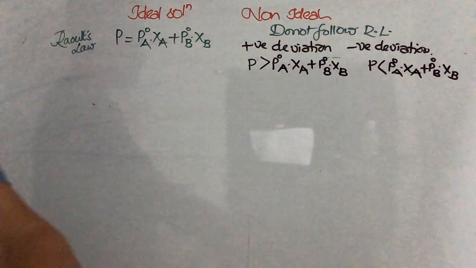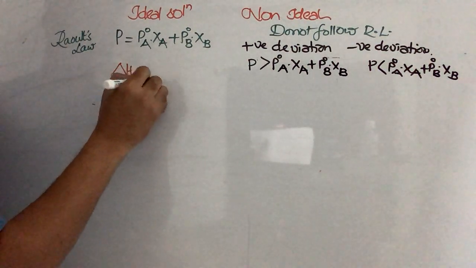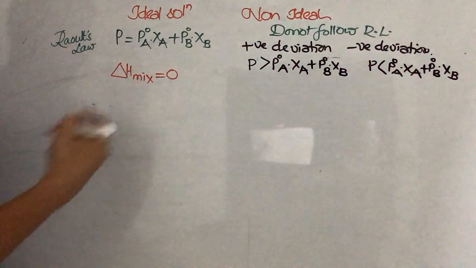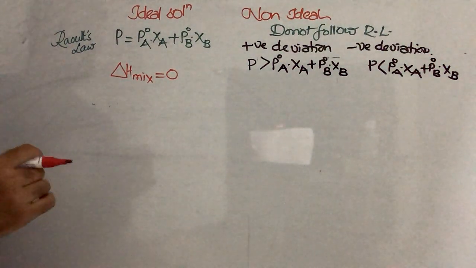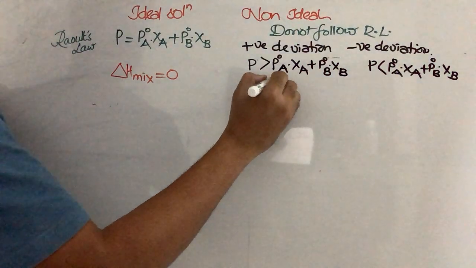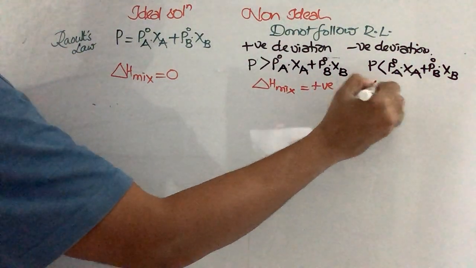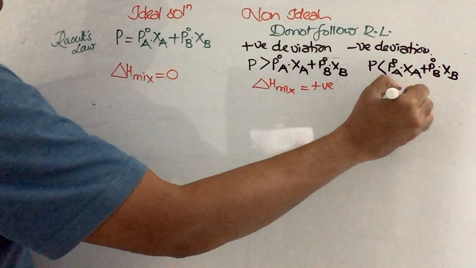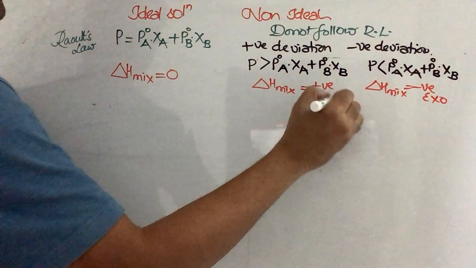Ideal solution means delta H mixing is 0. That means when you add liquids A and B, nothing will happen, no energy changes. Here, delta H mixing is positive, positive deviation. Here, delta H mixing is negative. That means this is going to be exothermic, and this is going to be endothermic.